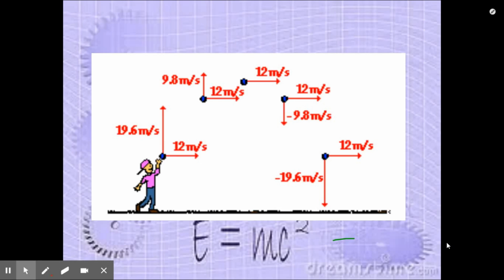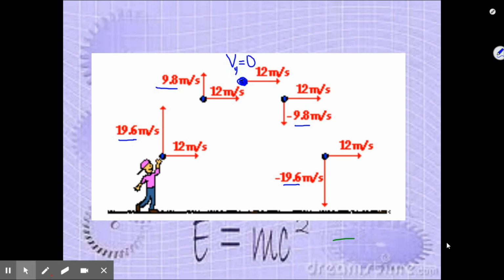We aren't going to get that complicated. But another thing to notice, just like in the last chapter, when you throw things up, here it's 19.6 going up, and then it's slowing down to 9.8. And then at the very top, the velocity in the y direction is 0. And then we're going to come back down, so we're going to speed up again, 9.8, 19.6.